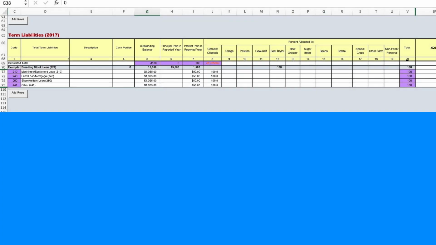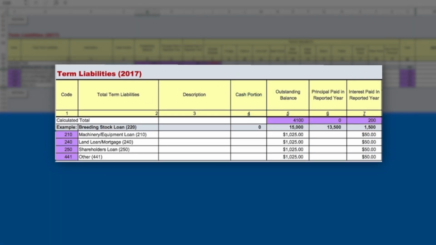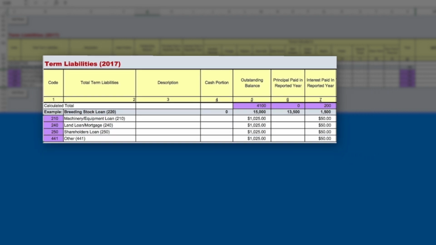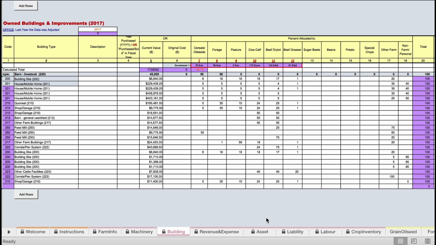When assets are purchased, built, or sold in the reported year, the down payment on the new loan should be noted in the Cash Portions column. Do not forget to include loans that the farm has repaid or closed during the reported year. It is good to cross-check that assets purchased, built, or sold have been added or removed in the Machinery and Building worksheets.